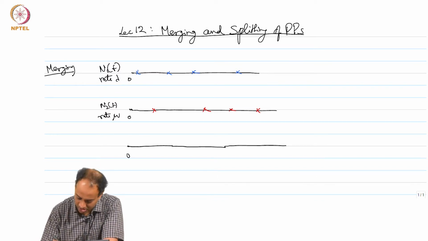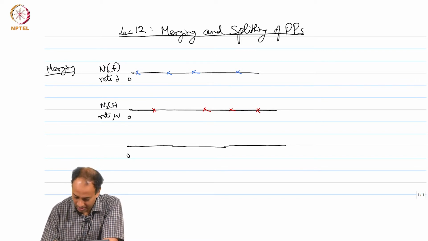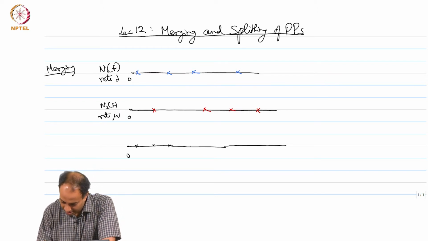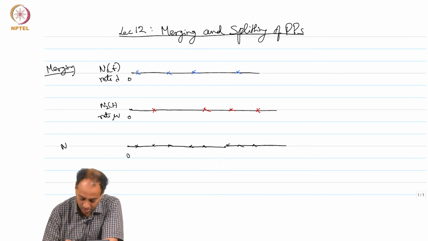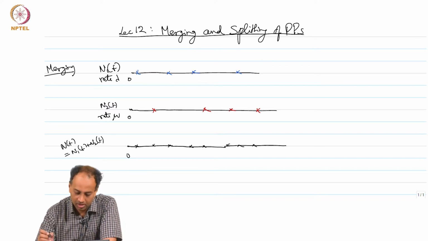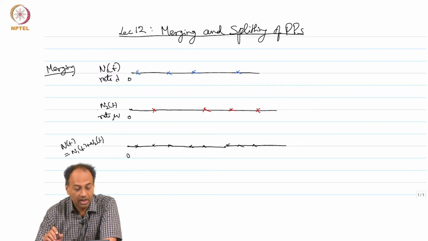I am looking at the merged process, okay, and I am not able to distinguish colors. I am just looking at whether there is an arrival or not, okay. So, you see what I mean, there will be an arrival here, arrival here, arrival here, one here and so on, right. So, this process is simply N(t) = N1(t) + N2(t), okay. N1 is a Poisson process of rate lambda, N2 is a Poisson process of rate mu, and N1 and N2 are independent, okay. These two Poisson processes are assumed to be independent.